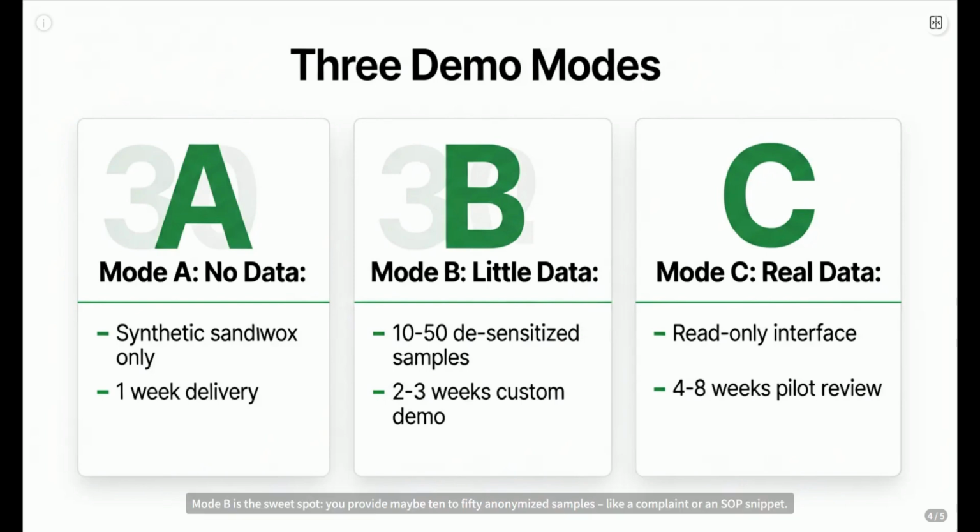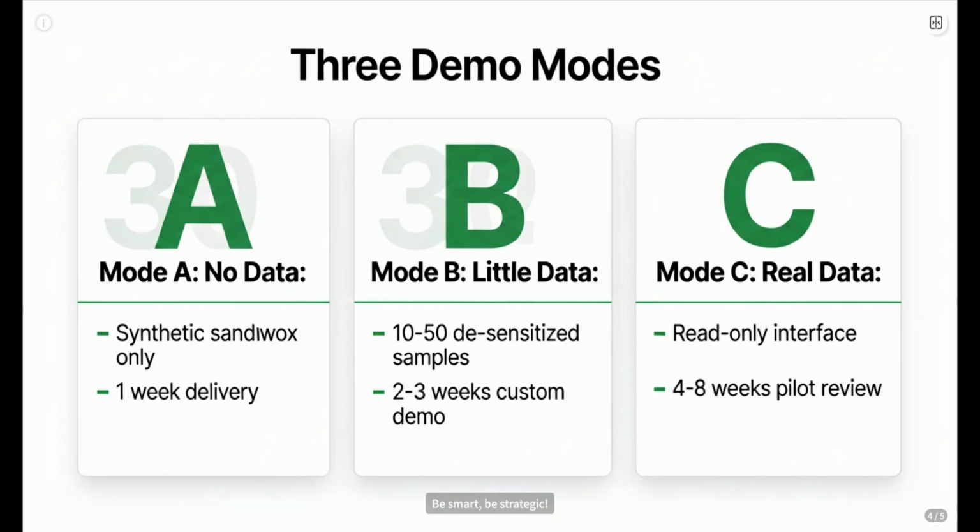You provide maybe 10 to 50 anonymized samples, like a complaint or an SOAP snippet. We plug those into our system and boom, a customized demo in 2 to 3 weeks. It feels real. Mode C is the eventual goal, using real, read-only data for a deeper pilot review, taking 4 to 8 weeks. But here's the kicker, we start with A or B. No need to wait for permission for the full data dump to even begin demonstrating the core logic.